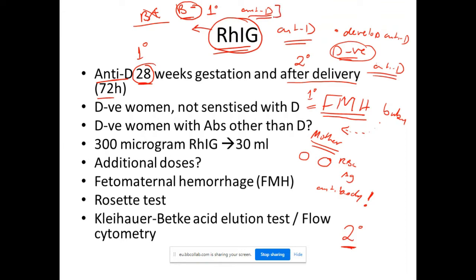Why? Because the aim of RhIG is to protect women from producing anti-D, isn't it? So if a woman already has anti-D, do you think it is logical to give her anti-D? No. It's too late. She is already sensitized, so there is no benefit from giving her this RhIG. So it should be a negative woman, not sensitized before with D, so she doesn't have anti-D in her circulation. We want to protect her from the beginning.